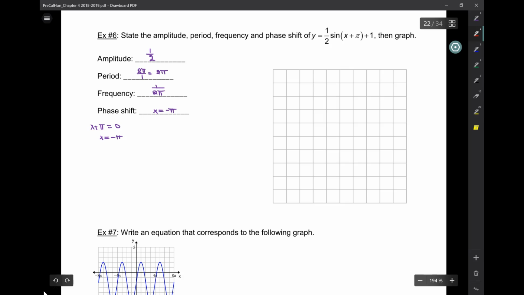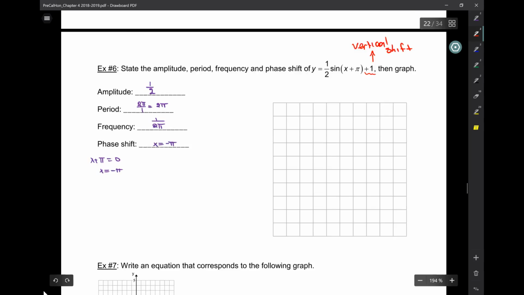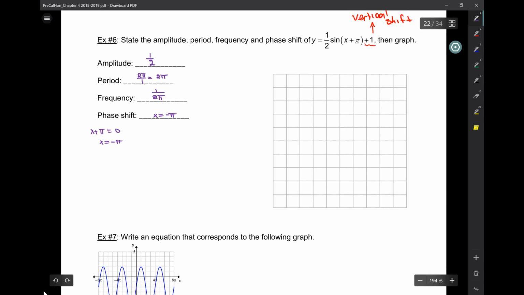And now I've got this here. What does that do? That is my vertical shift. So everything is now going to move up 1. Okay? So that's a vertical shift. So it would start up 1 more? Yes. We'll get to that in a minute, and I'll show you exactly how I want you to do it. Okay.